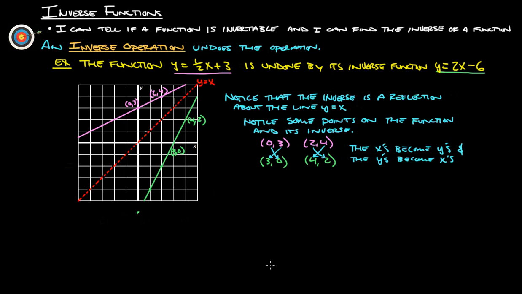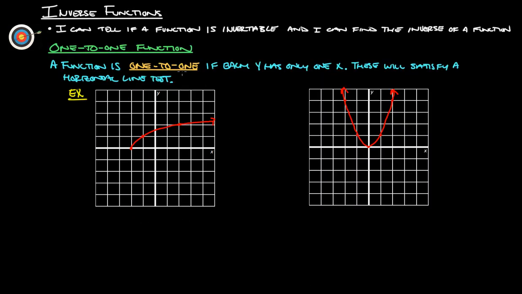All right, next thing we have is one-to-one function. A function is one-to-one if each y has only one x. These will satisfy a horizontal line test. Basically, we're trying to figure out if a function is a one-to-one function, that means that the inverse of its function is also a function.